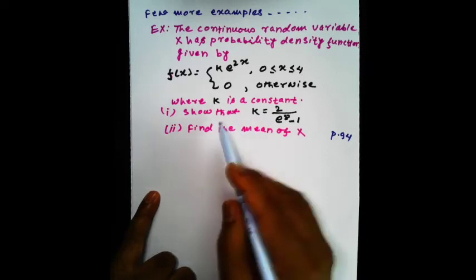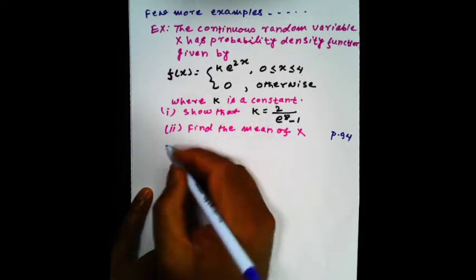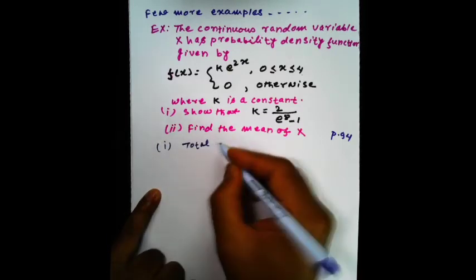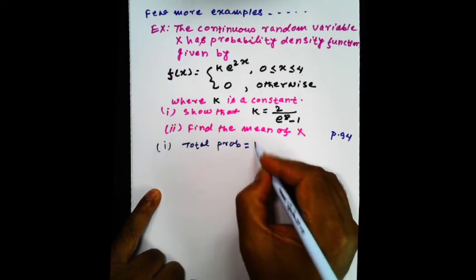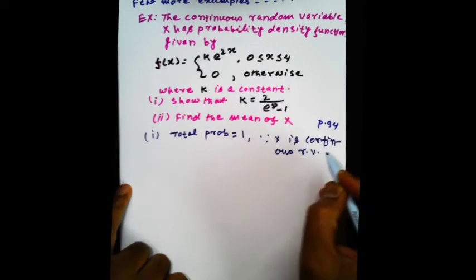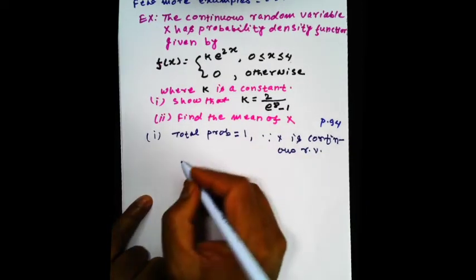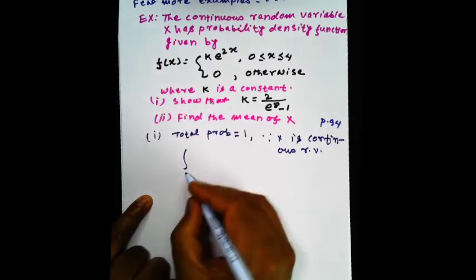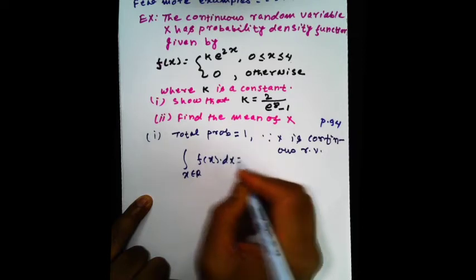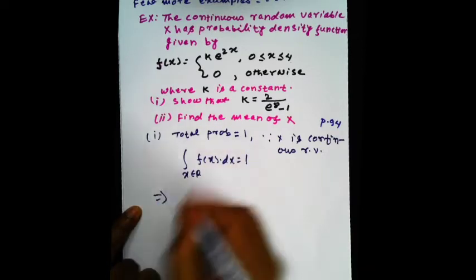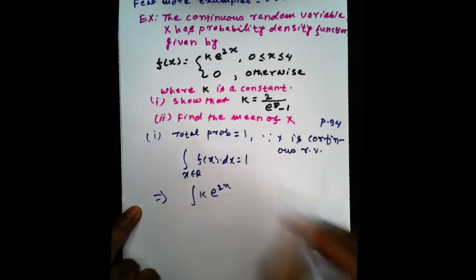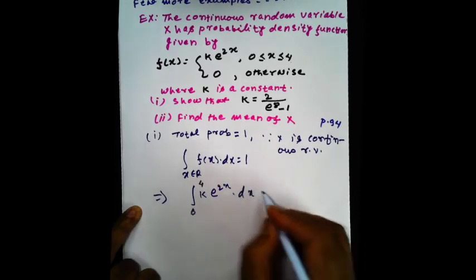In order to show that k equals this, we know that the total probability, in question number 1, must be equal to 1, since x is a continuous random variable. This total probability is given by the total area under the curve f(x), so the integral over x belonging to R of f(x) dx equals 1. That means here f(x) is k times e to the power 2x, and then the integration from 0 to 4 dx equals 1.